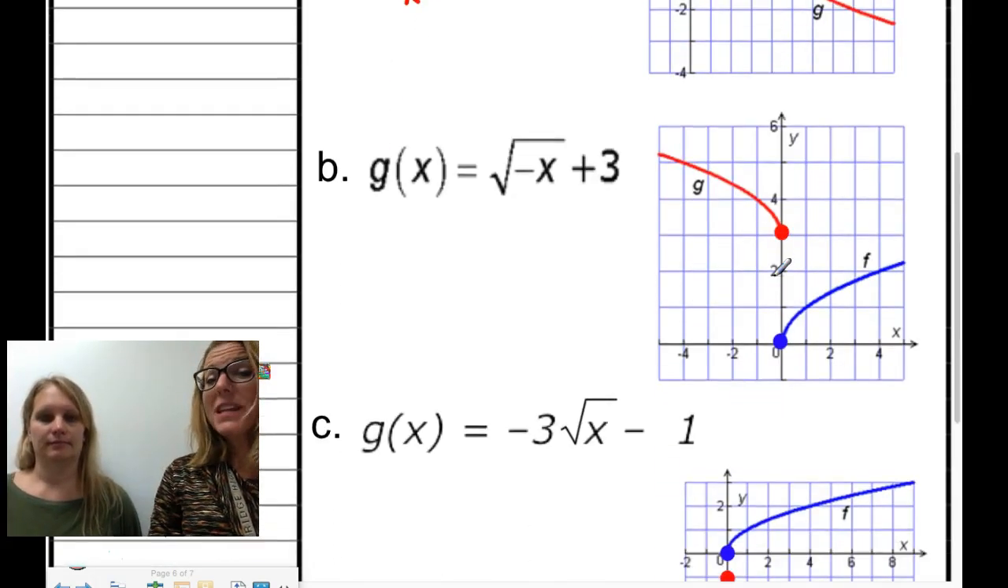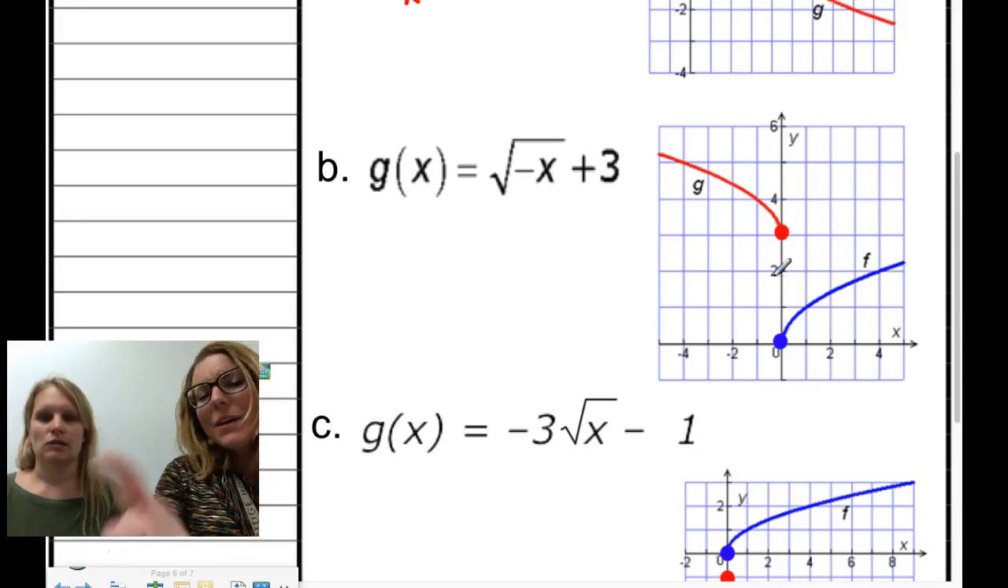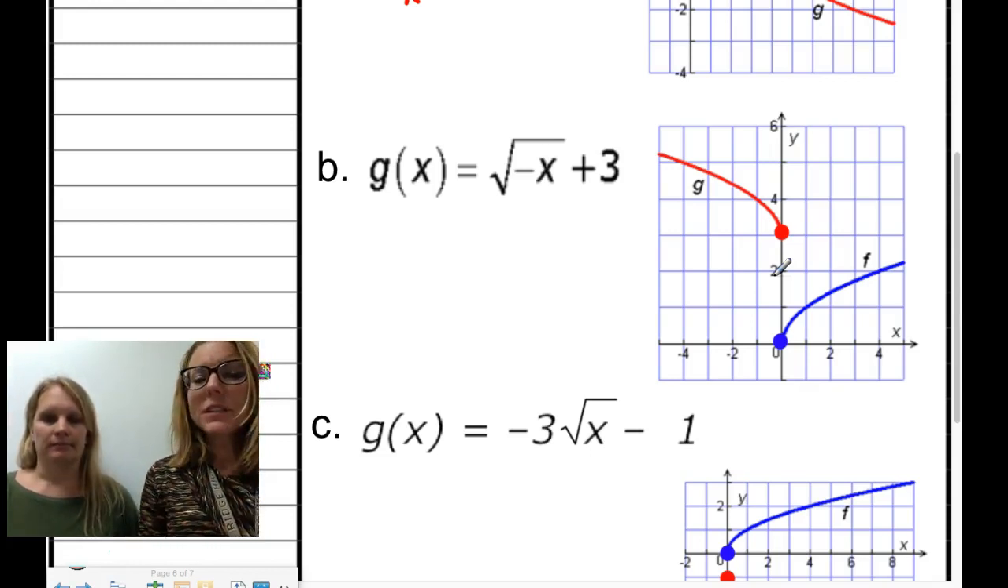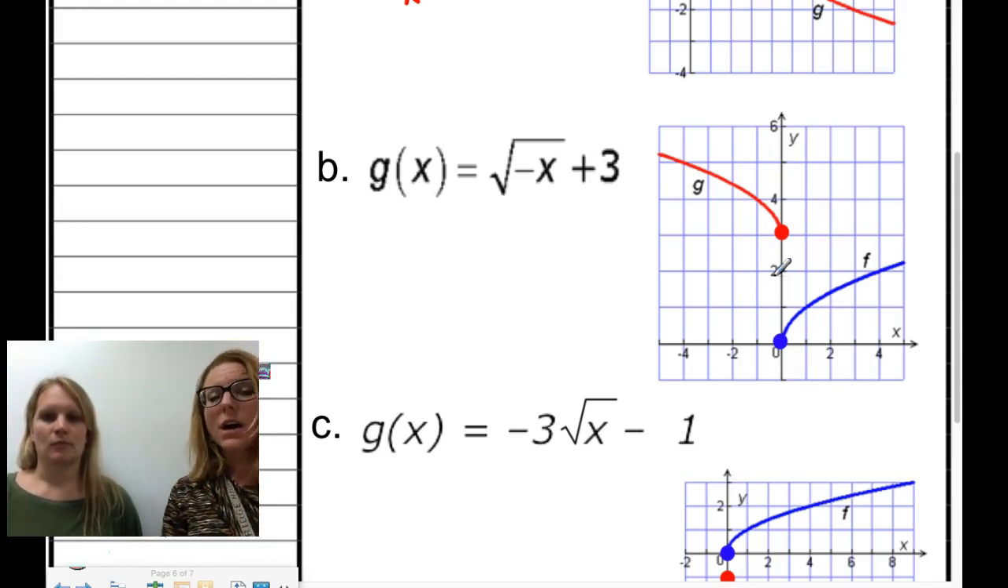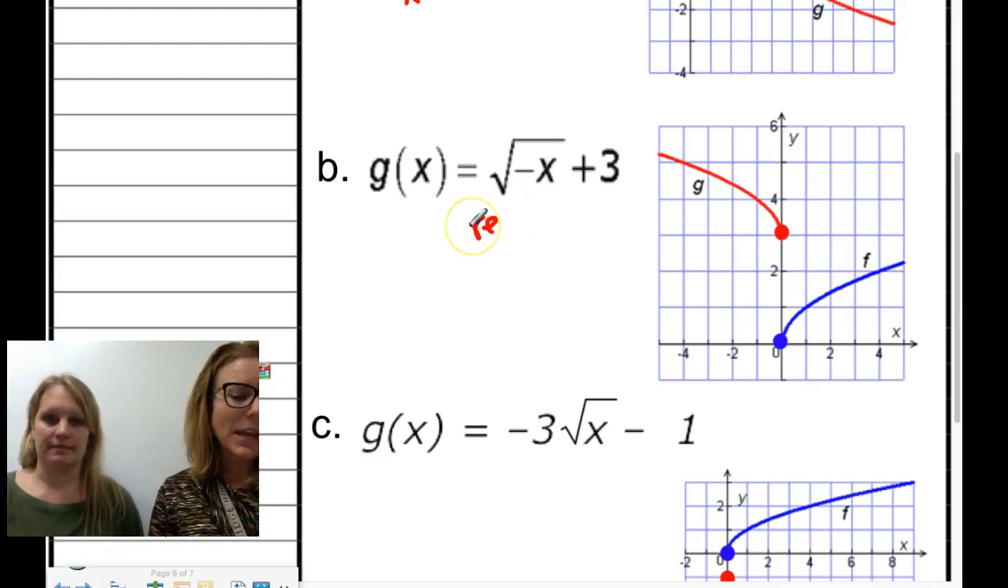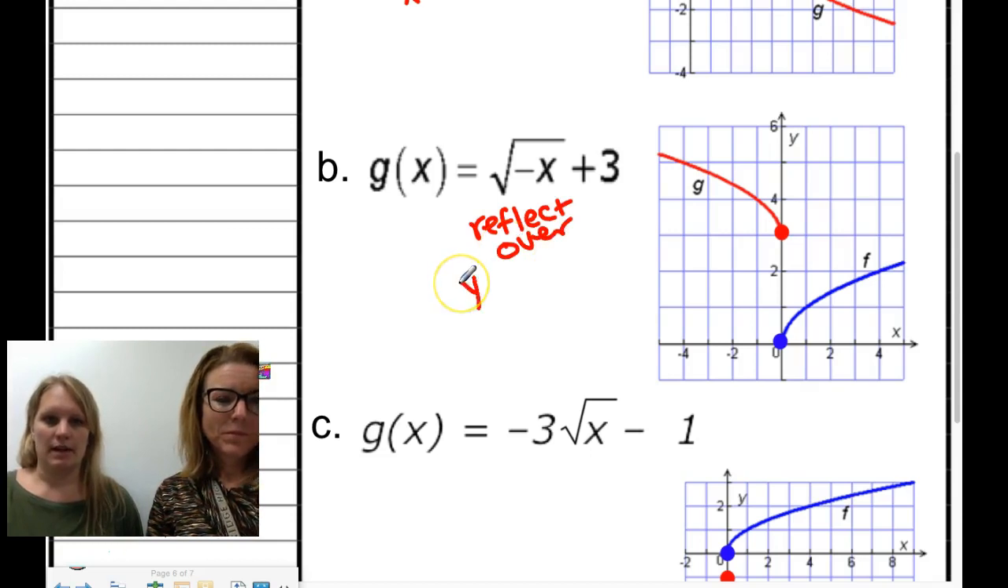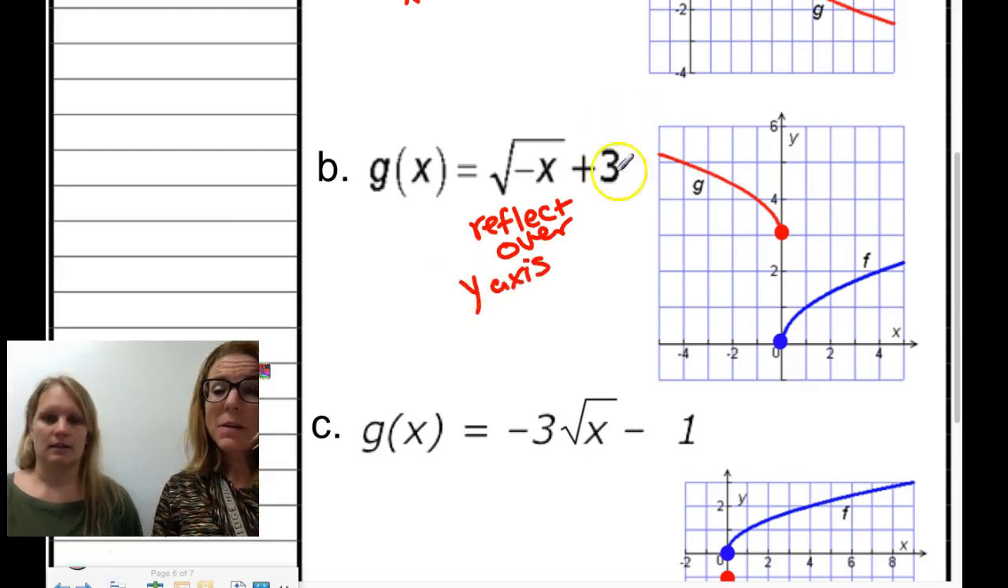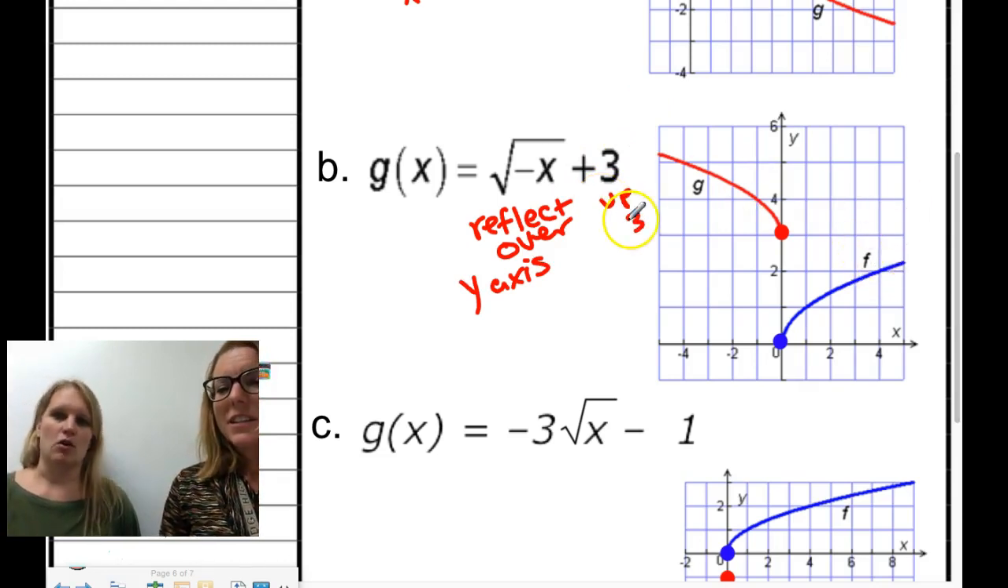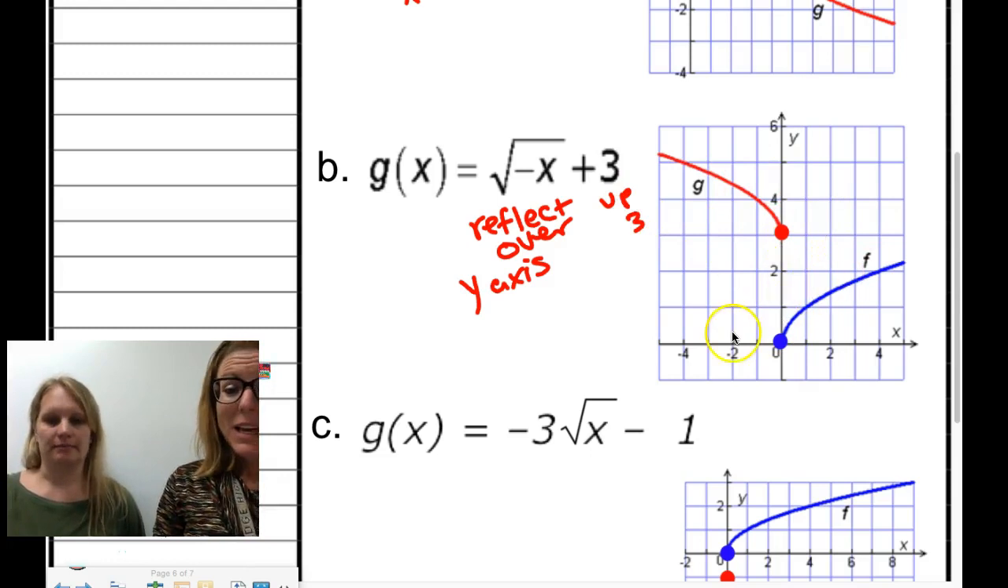Now for B, when the negative is under the radical, it's kind of like a horizontal compression or stretch that we're not going to do, but we cover this briefly. The negative inside means you reflect over the y-axis. That's what that negative means. And the +3 is up 3. So the graph flipped it from here over to there and then up 3. These are easy.